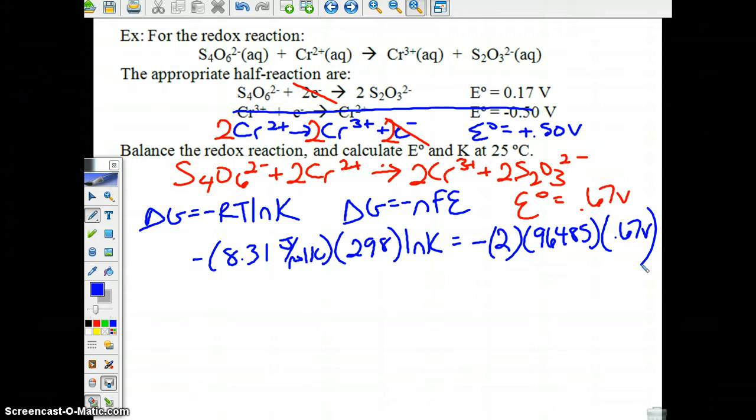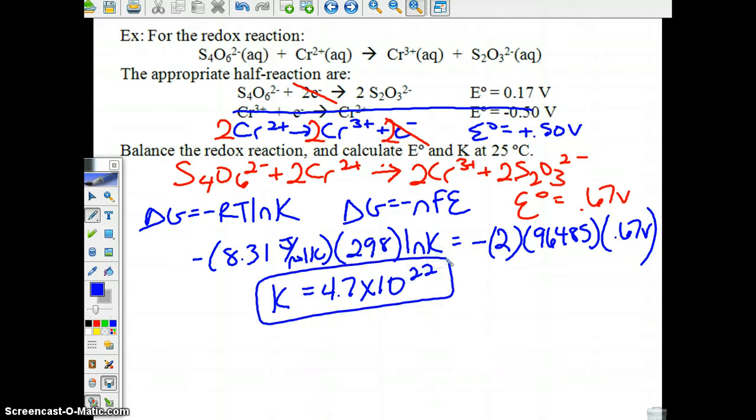So now we just have to solve for K. And hopefully you guys get something like that. Try it on your calculator just to be sure you can do it. And I will have rounded at the very end.